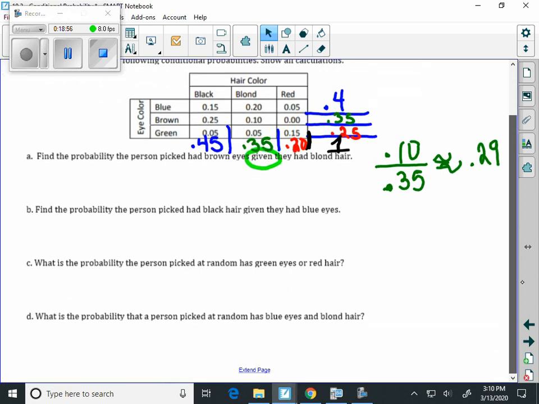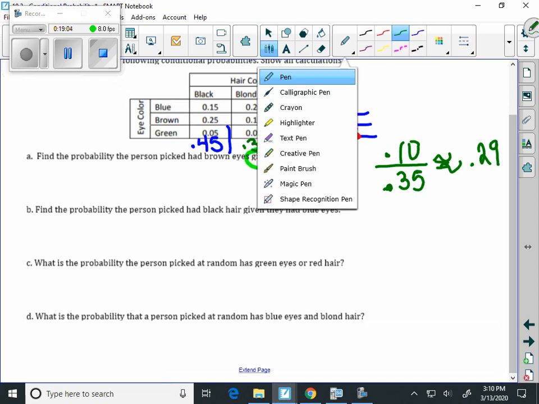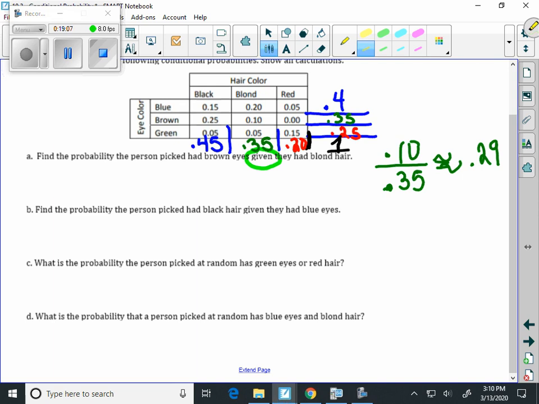Part B. Find the probability the person picked had black hair given they had blue eyes. Again, watch out for the given. And the thing is, when we're dealing with this given here, start with blue eyes. So looking above there, we look at the blue eyes, and we see 0.4. So that's the given. What comes after the word given goes in the denominator, goes in the bottom.